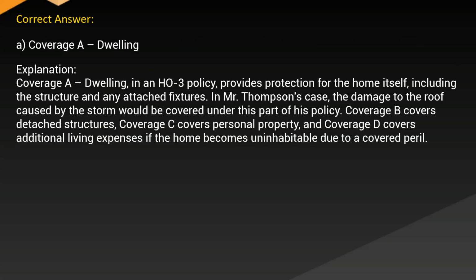Correct answer. A. Coverage A, dwelling. Explanation. Coverage A in an HO3 policy provides protection for the home itself, including the structure and any attached fixtures. In Mr. Thompson's case, the damage to the roof caused by the storm would be covered under this part of his policy. Coverage B covers detached structures, Coverage C covers personal property, and Coverage D covers additional living expenses if the home becomes uninhabitable due to a covered peril.